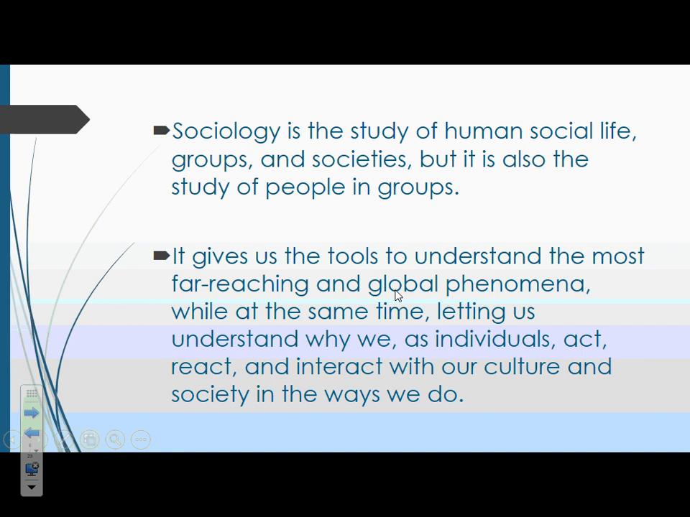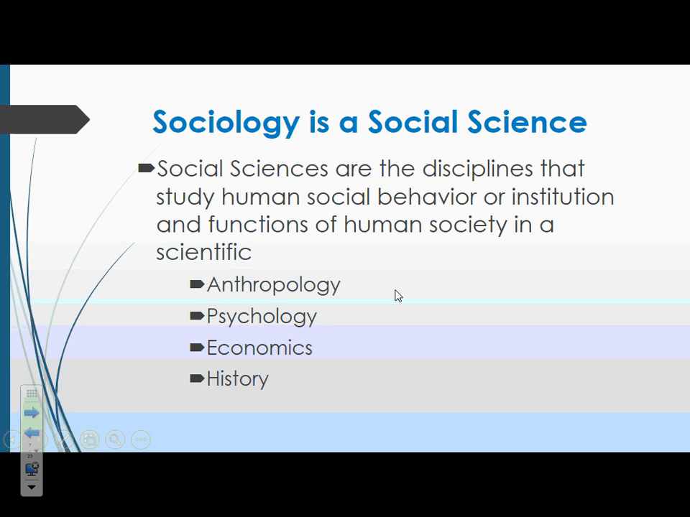It teaches us that what we often take for granted in society, like, for example, what is natural, good, or even inevitable, is strongly influenced by historical or social forces. So sociology is, again, a social science, and social sciences are disciplines that study human social behavior or institutions. There is a set way to study, called the scientific method. You've heard of that, right? So here are some examples of other social sciences.